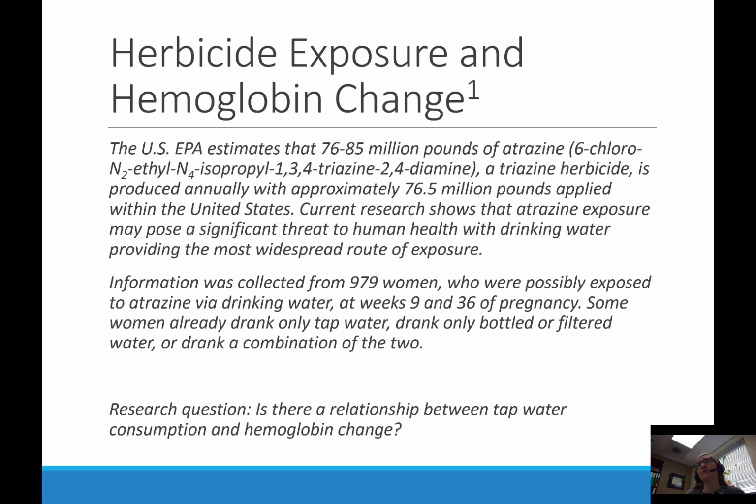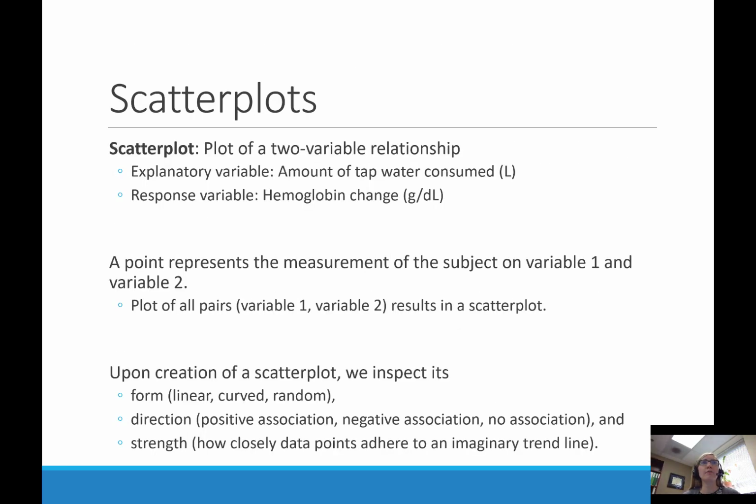We are looking at the relationship between tap water consumption and hemoglobin change, so our two variables are tap water consumption and hemoglobin change. The graphical summary we will use is a scatter plot, which is a plot of a two-variable relationship. The explanatory variable, which is the amount of tap water consumed, is placed on the x-axis, while the response variable, which is hemoglobin change, is placed on the y-axis. Each point represents the measurement of the subject on variable 1 and variable 2, and the resulting plot of all pairs is a scatter plot. Variable 1 is the explanatory variable, while variable 2 is the response variable.